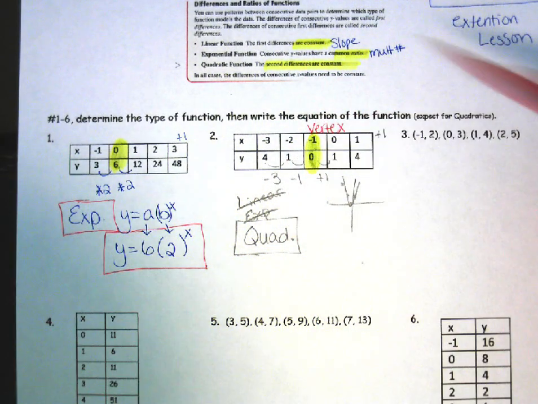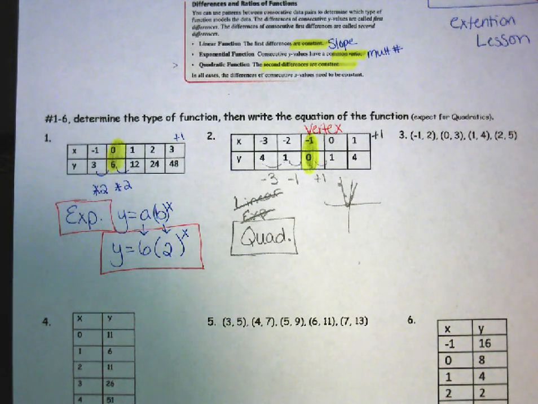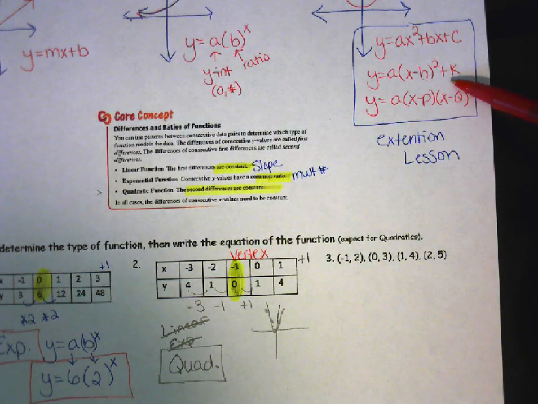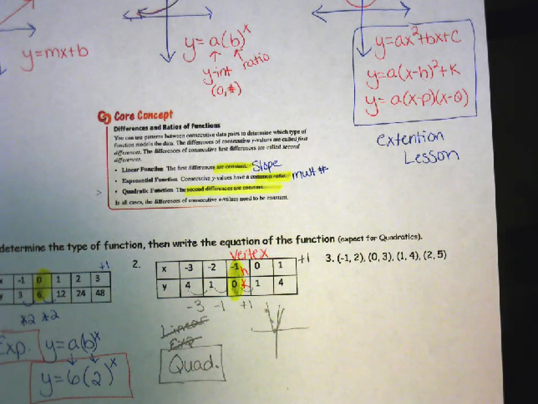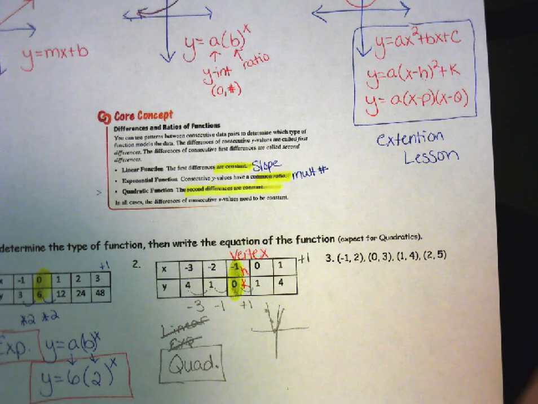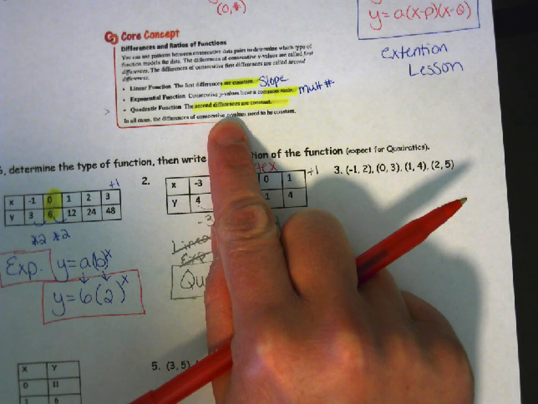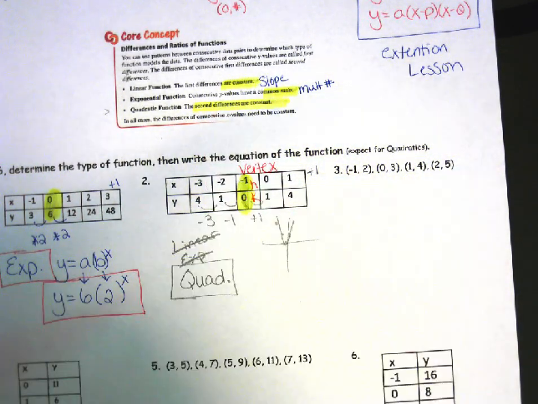So if we wanted, our easiest way to write the equation would be in vertex form. And so in the extension lesson, we'll talk more about this. Plugging this vertex of h and k in is not too hard. It's getting this a value that requires a little bit of work, okay? The other thing I want you to notice is based on the definition here, it says the second differences are constant. So let me finish this off.